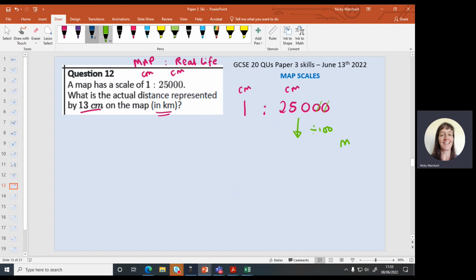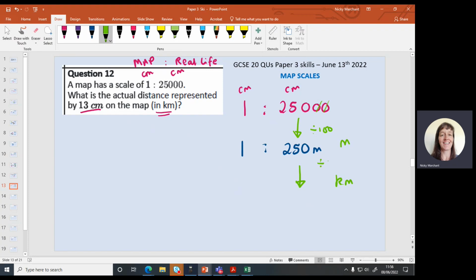So to get this into meters, it's 1 centimeter on my map equals 250 meters. Okay, it's still a centimeter. I'm literally doing a conversion, but they want it in kilometers. So you might want to do that bit at the end, but I'm going to do it here. How do I get from meters to kilometers where there are 1,000 meters in a kilometer?